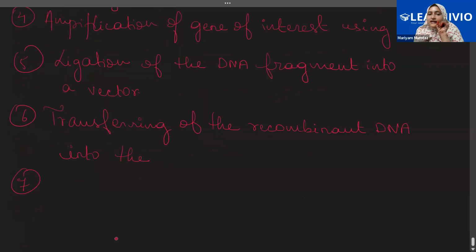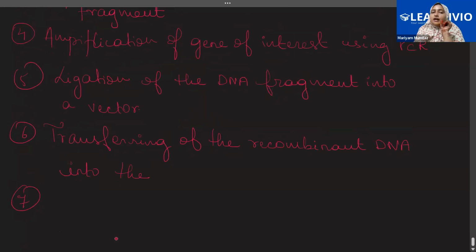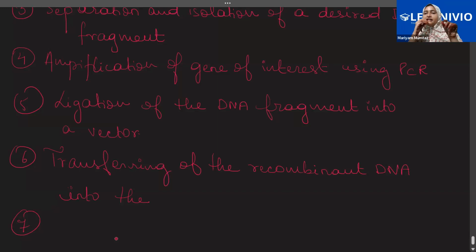Now, coming on to the next step, that is transferring. Now see, after this is done, when you have taken the gene of interest and you have ligated it onto a vector, gene of interest plus vector is equal to recombinant DNA. So now up until the 5th step, what you have made is a recombinant DNA. Clear to you all? I'll write this over here also.